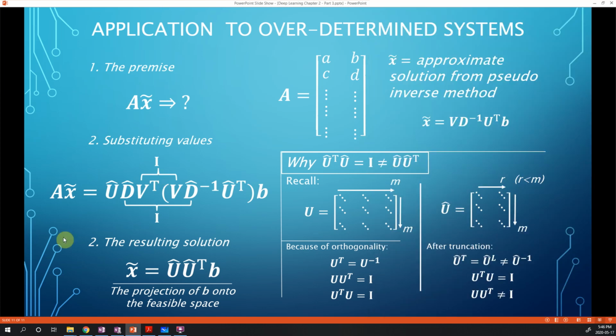So actually, just a quick note on the slide here, there should be an A right here. So A transformed by x tilde equals the projection of B onto the subspace. So this should be Ax. So that's pretty much that.